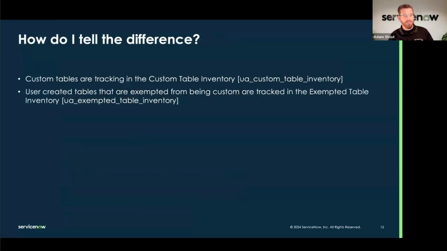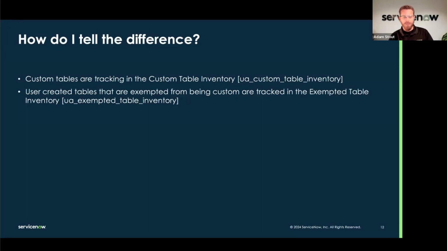So how do I tell the difference? There is a table, and we'll see it in subscription management where it shows you as well. But if you want to see what we consider to be custom and not, you can look in the table UA custom table inventory. The UA custom table inventory will show you the list of custom tables.